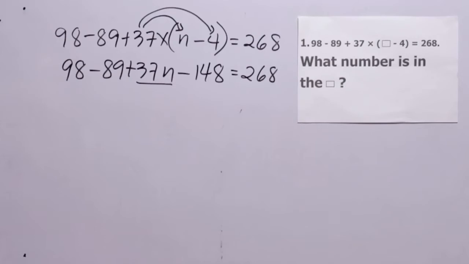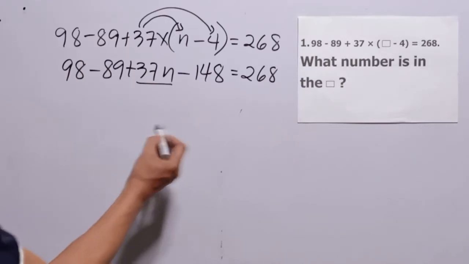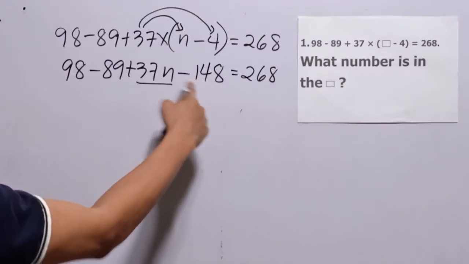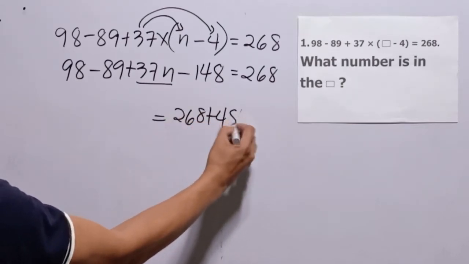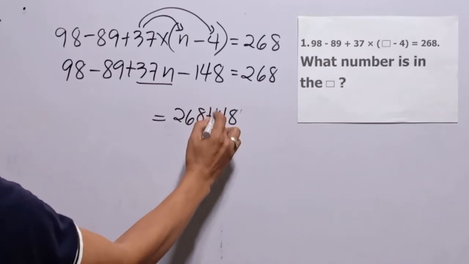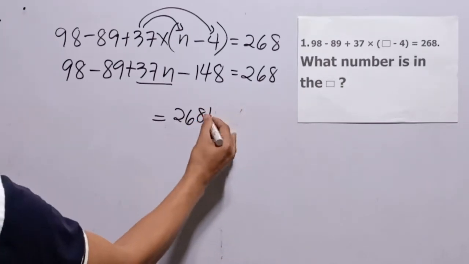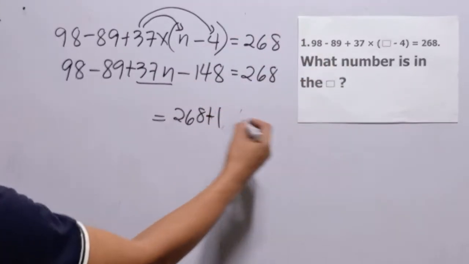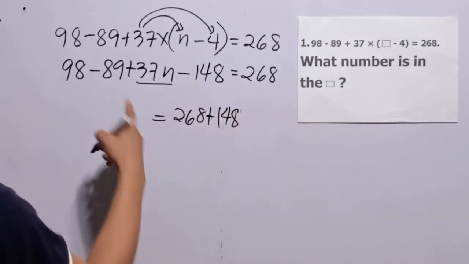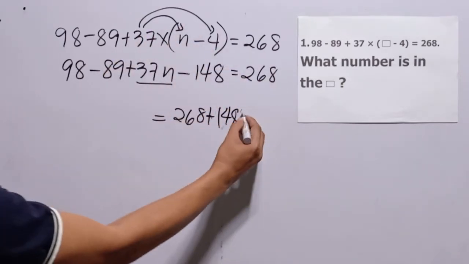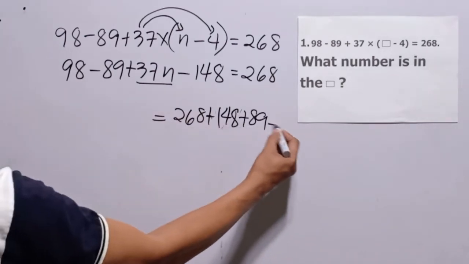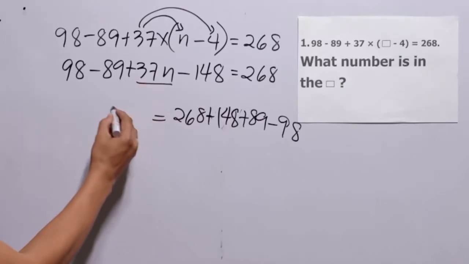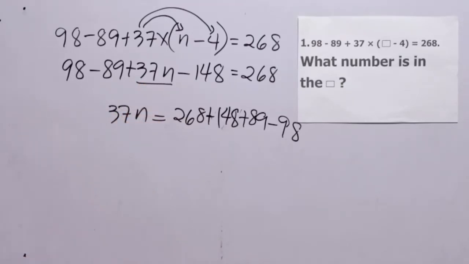Again, when we transpose, subtraction changes to addition, or addition changes to subtraction. So let's start with this minus 148. Let's change that to plus 148. Then this one, minus 89, we change to plus 89. Then this is positive, so it becomes negative, minus 98. What is left here is 37n.